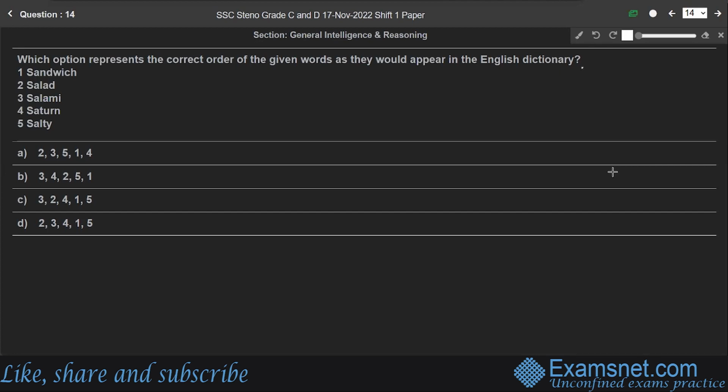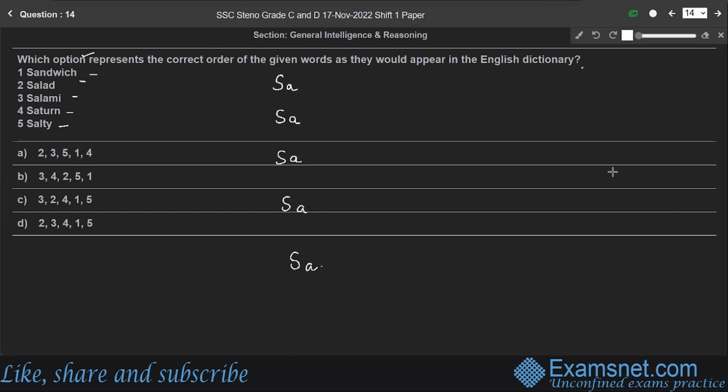Question number 14. Which option represents the correct order of the given words as they would appear in the English dictionary? Here are 5 words: sandwich, salad, salami, Saturn, and salty. You have to arrange these words in alphabetical order, as in an English dictionary. The first 2 letters are the same in all of them: S, A.